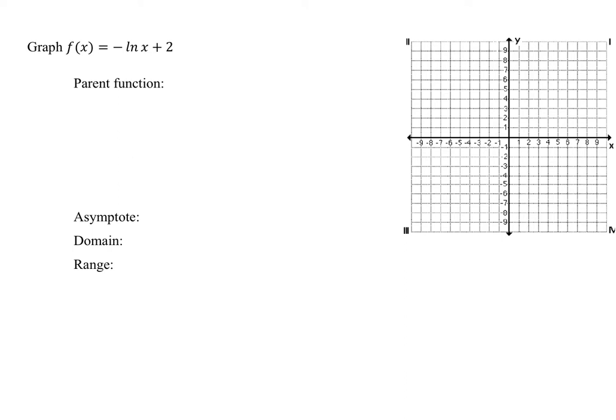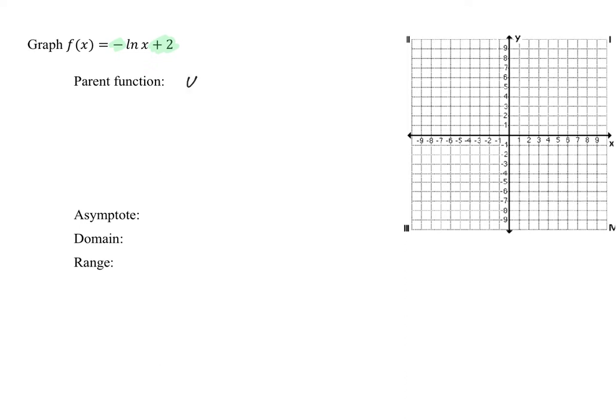First you want to recognize that the negative out in front and this plus 2 are both going to cause transformations. If we initially ignore those, what we have left is y is equal to the natural log of x, and this is going to be our parent function. The first order of business is graphing this parent function. If you're not sure what this graph is going to look like, I suggest that you rewrite this logarithm in exponential form.